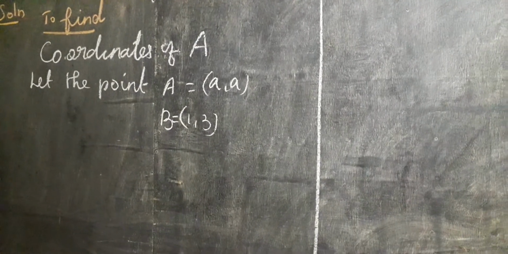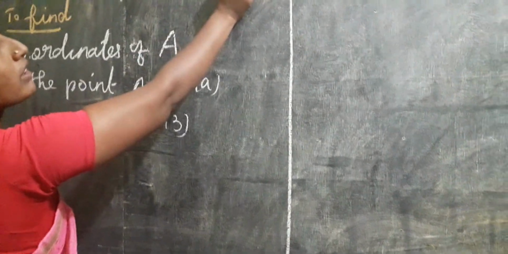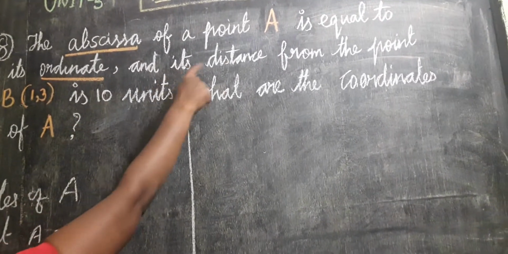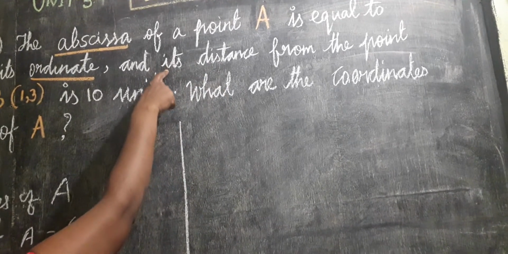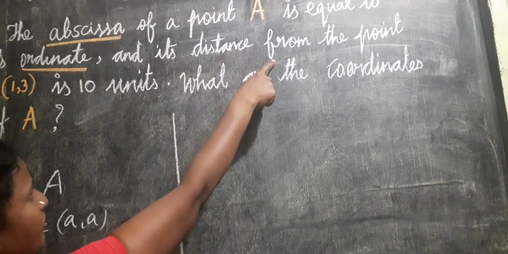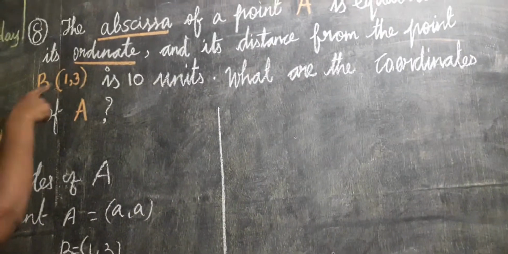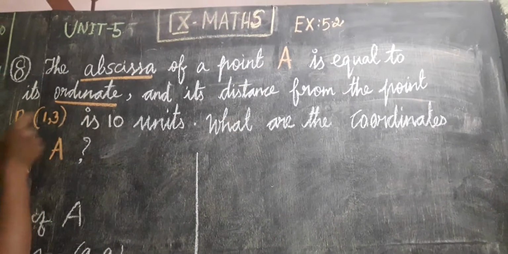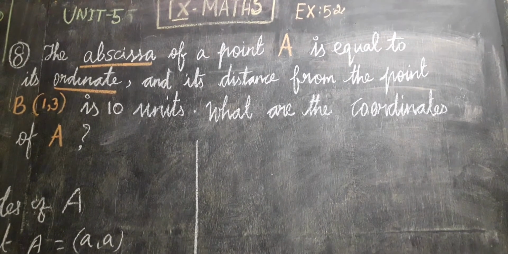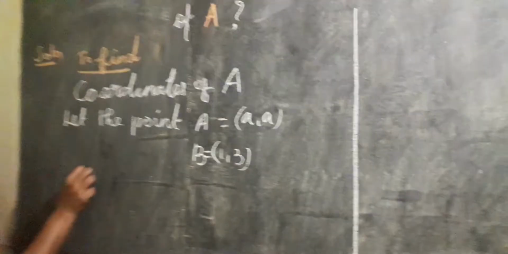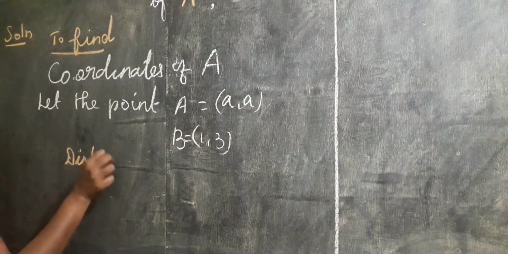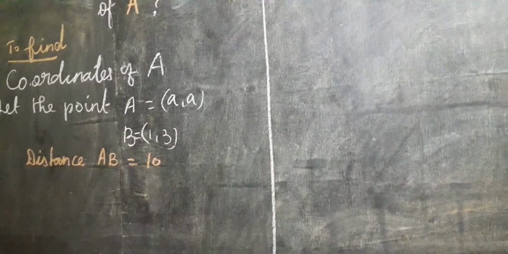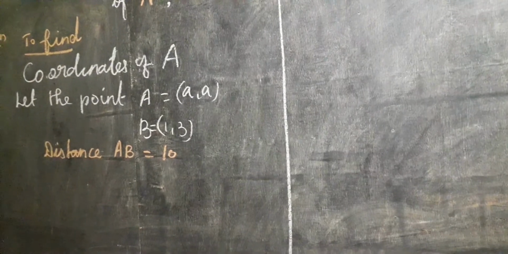And then what is given? 10 units is given. Its distance, which distance? A to B. The distance from the point B is 10 units. Is means equal. So the distance from A to B is equal to 10 units. Distance AB is equal to 10. Okay, clear.